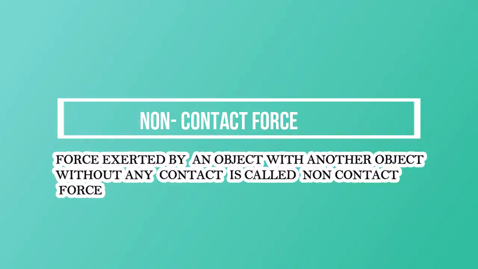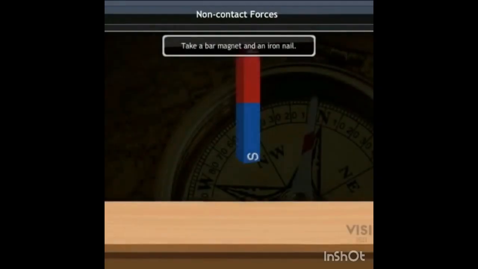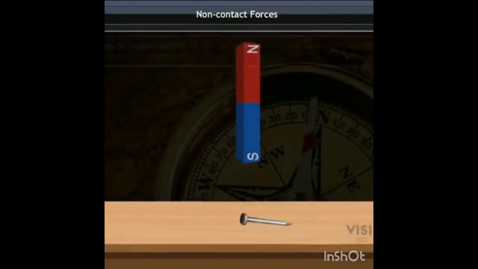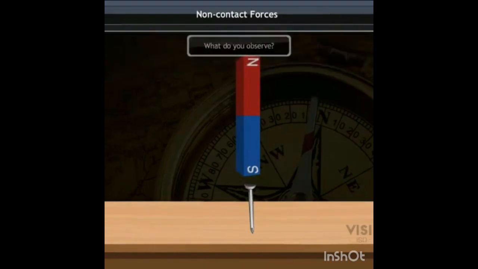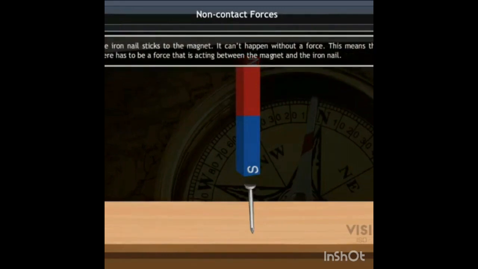Let us study about non-contact force. What is non-contact force? Force exerted by an object on another object without any contact is called non-contact force. To understand this, let us perform an activity. Take a bar magnet and an iron nail. Bring the bar magnet close to the iron nail. Make sure that they are not touching each other. What do you observe? Iron nail sticks to the magnet.